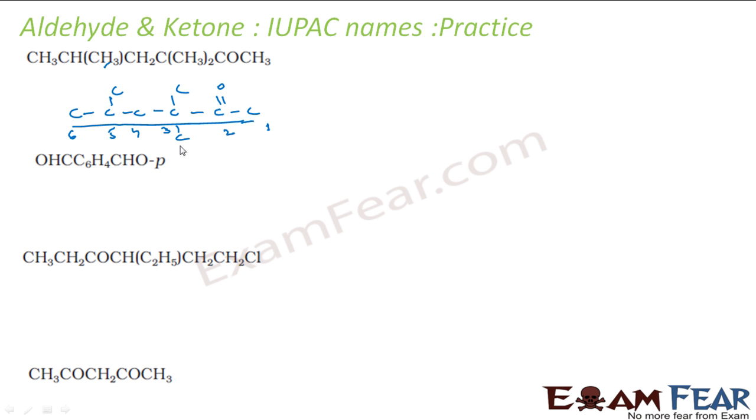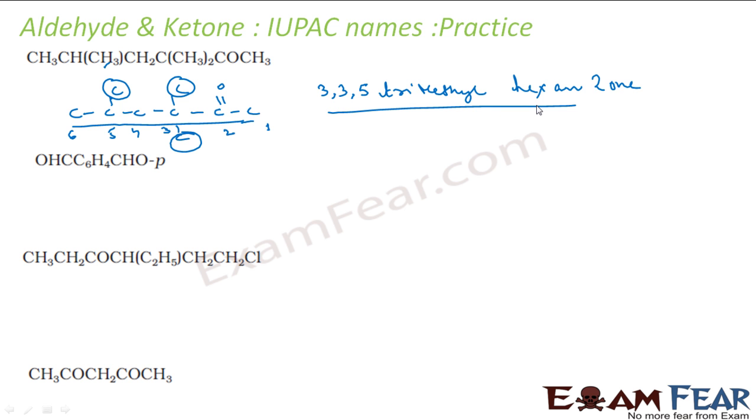Correct. Now if you see, at 3 I have 2 methyls and at 5 I have a methyl. There are 3 substituents, so it is 3,3,5. Total 3 methyls, so trimethyl. I'm done with my substituents. How many carbons in the longest chain? 6. Hex. All single bond, ane. And then for the ketone, I have to add one, but at what position? At 2. At 2, I have one. This is 3,3,5-trimethylhexan-2-one.